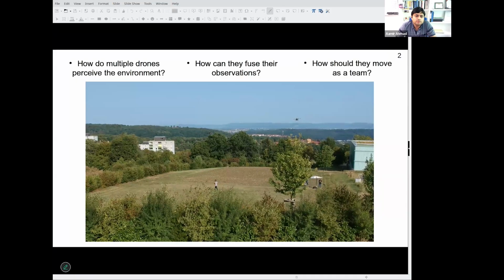And then how can they fuse their observations? Each of these drones is making some kind of observations using their own sensors, and how can they fuse these observations into an estimate of, let's say, a moving target? And then finally, how should they move as a team? Once they have the estimates, once they know exactly where the target is and agree on it, or have a consensus, how can they act upon it? How can they move themselves as a team so that their viewpoints remain informative and the target stays observable as long as possible?